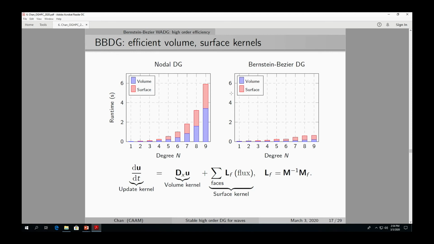We see basically increasing factors of speed up. At n equals 9, we see about a 4 times factor of speed up. Wait, no, I think it's larger than 4 compared with traditional DG methods.